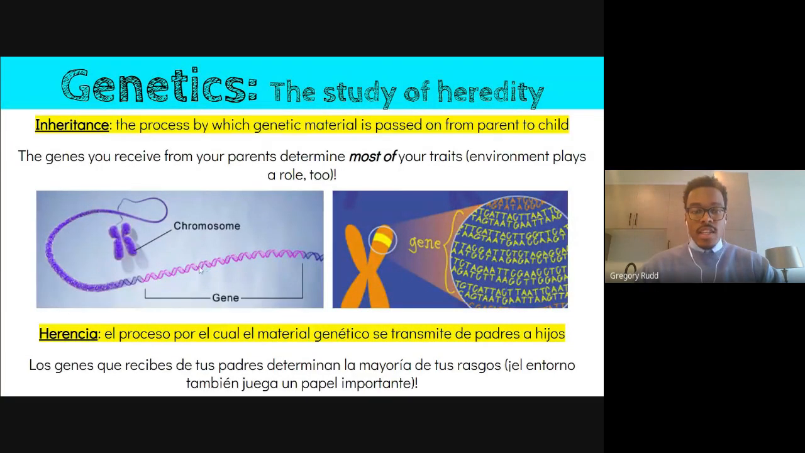So a gene is just a small portion of the DNA. In this case, we can see all of this long purple DNA, but the gene is just this small pink section right here. Not a very long section at all.